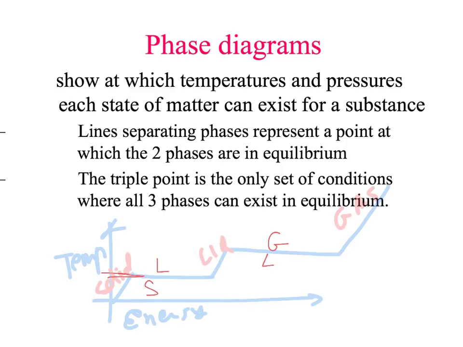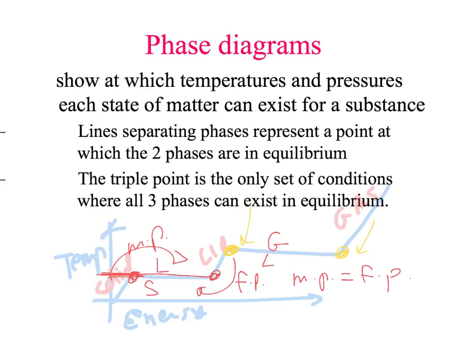The temperature at which the solid turns into a liquid, that is the melting point. The temperature at which the liquid turns into a solid, that is the freezing point. And again, remember, it is the same point. So the melting point equals the freezing point. The same thing, and I'm going to do it in a different color, the same thing with the evaporation point and the condensation point. So the vaporization point and the condensation point are the same point.